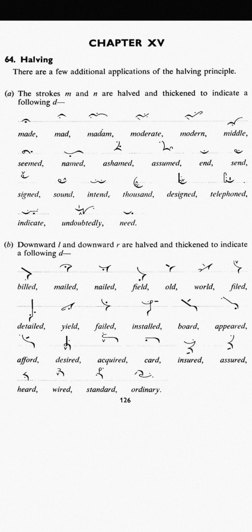Next is intend. First N is halved here for the sake of T and light here, and second N is halved for the sake of D and thickened here. Light dot on the third place of N before it, light dot on the second place of second N before it. Clear hai? Next is thousand.